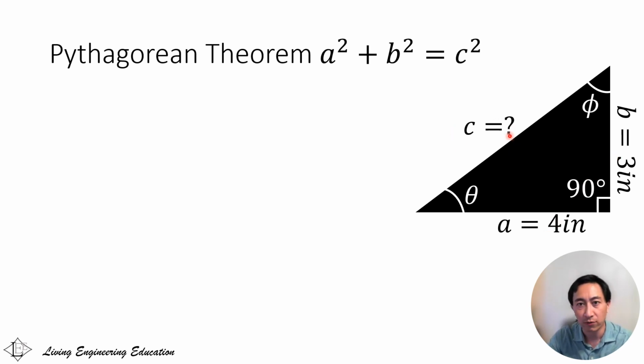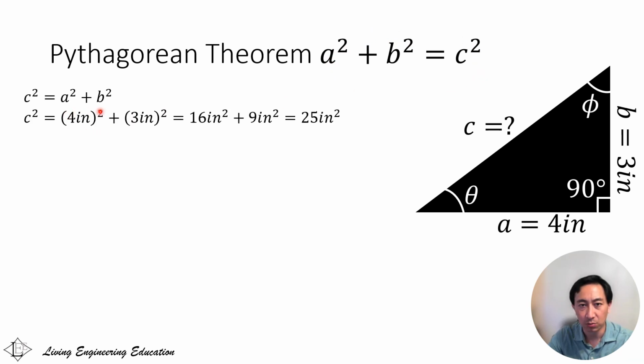So this one's pretty straightforward. We just apply the Pythagorean theorem here. C squared equals A squared plus B squared. A is 4 inches, so A squared is 4 inches squared, which is 16 inches squared. B is 3 inches, so B squared is 3 inches squared, which is 9 inches squared. So 16 inches squared plus 9 inches squared is 25 inches squared. So this is equal to C squared.